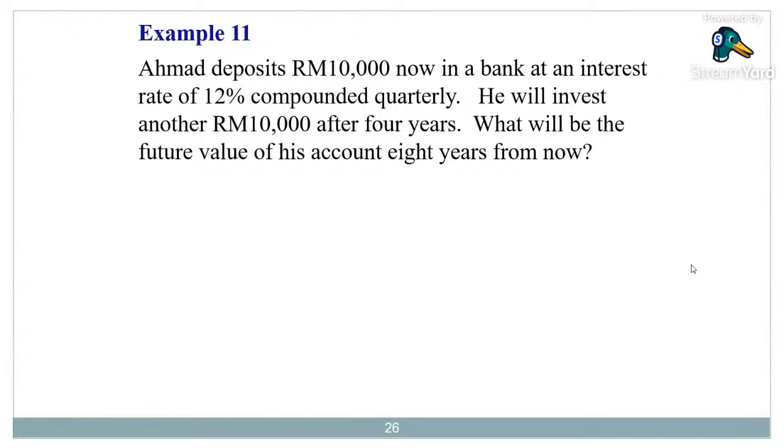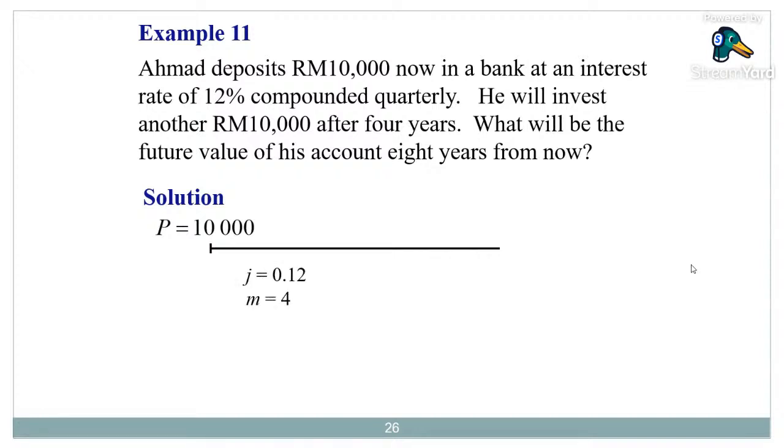So example 11. Okay. Ahmad deposit 10,000 now in a bank at an interest rate of 12% compounded quarterly. Okay, compounded quarterly. So it's a compound interest. So he will invest another 10,000 after 4 years. Okay, so untuk prinsipal yang pertama 10,000. Lepas tu compounded quarterly. So kita ada J equal to 0.12, quarterly M equal to 4. So after 4 years, dia tambah lagi prinsipal 10,000. Kat sini dia punya J dengan M samalah.